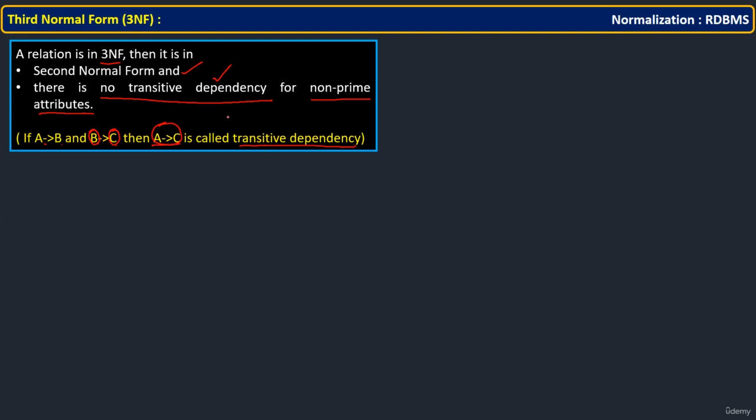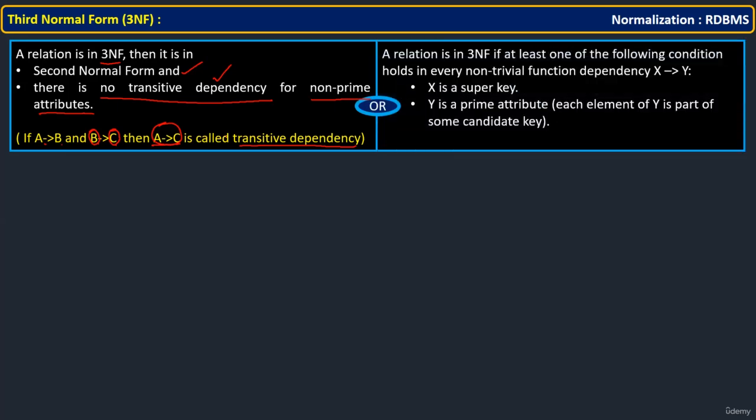So this same definition we can discuss in another way also. A relation is in 3NF if at least one of the following conditions holds. For every functional dependency X to Y, either X is a super key or Y is a prime attribute. Y being a prime attribute means Y is part of a candidate key. If any one of these two is satisfied, then we can say it is in the third normal form. So both the meanings are the same.